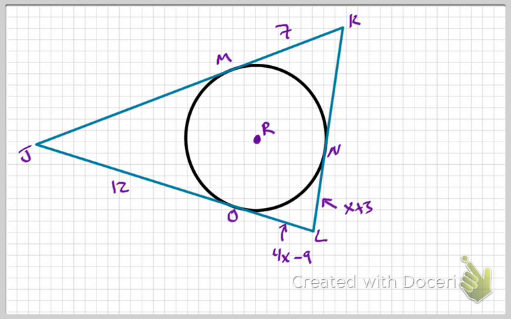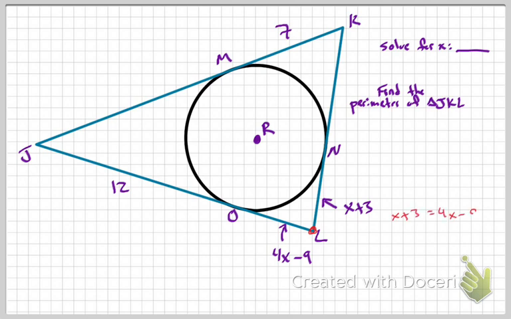Last problem. Okay, so the first thing it says is solve for x. So I'm looking down here. So that's going to be x plus 3 equals 4x minus 9. So again, that's because both of those tangents are coming from the same exterior point. Subtract the x, add the 9. 12 equals 3x. So x, whoops, not 12x. 12 equals 3x. So x equals 4.